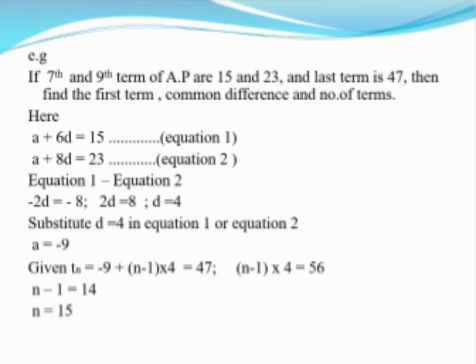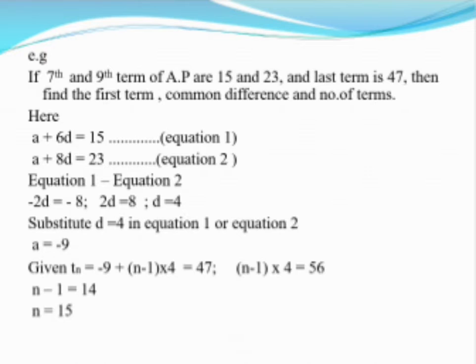We have been given 7th term, that is T7. Therefore T7 is equal to a plus 7 minus 1 into d. So simplifying it, we get a plus 6d is equals to 15. Similarly, for the 9th term, using the same formula of the Tn is equals to a plus n minus 1 into d, we get the equation 2, a plus 8d equal to 23.